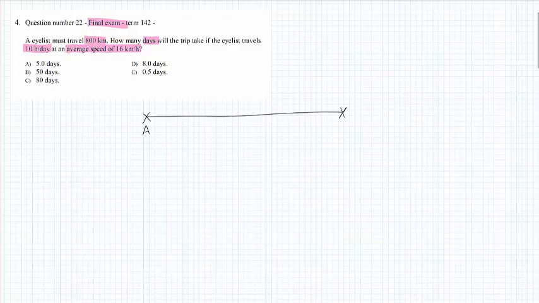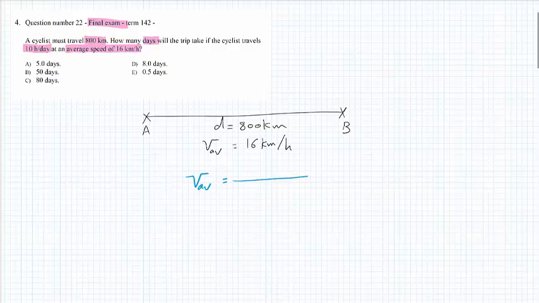He's moving between A and B during his trip. The distance is 800 kilometers. His average speed, V average, is 16 kilometers per hour. So here we have the distance and we know the average speed, so we can find the time required for this trip. We know that V average equals the total distance over total time.